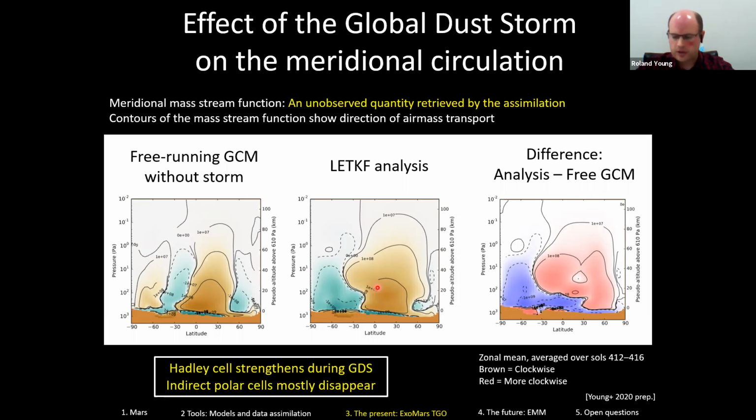This is the circulation near the equator is what's called a Hadley cell. Air rises near the equator, moves outwards towards the pole, and then falls back towards the ground. And what we found is that this cell strengthens, and it grows to fill almost the entire hemisphere. Essentially, the poles, these indirect cells that are moving in the opposite direction, they basically disappear, or mostly disappear, during the global dust storm. And this will affect how, for example, quantities are transported through the atmosphere and how heat and momentum are moved around as well.